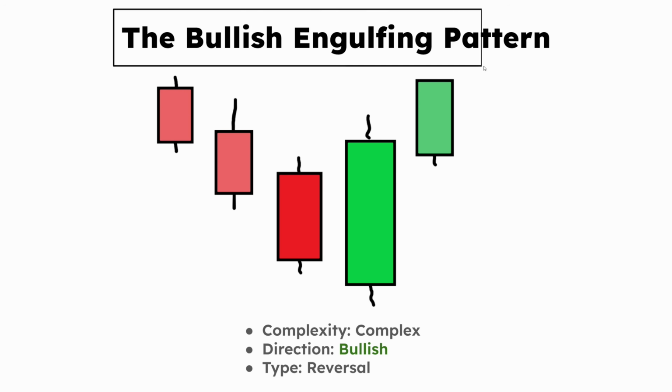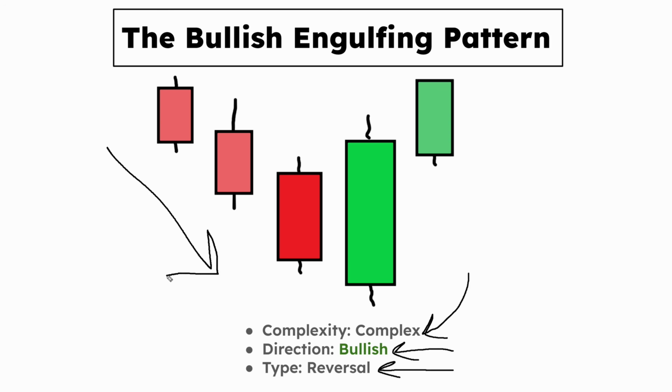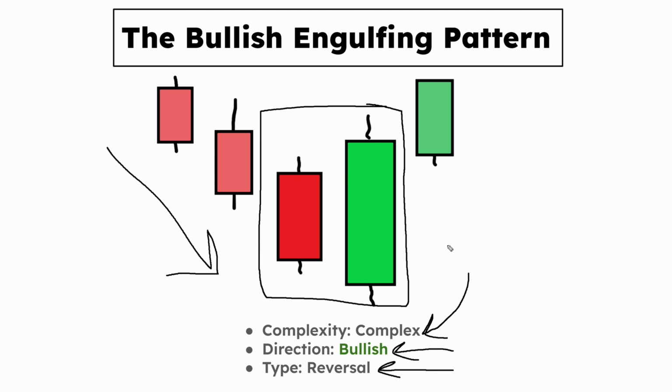The first candlestick pattern you need to learn is called the bullish engulfing pattern. And this pattern is a complex pattern. Why do we call this a complex pattern? Well, I call all the patterns that consist of 2 or more candles complex patterns. The direction here is bullish and the type is reversal. So before the pattern we have a downtrend, and these 2 candles are the actual bullish engulfing pattern, and the goal of this pattern is to reverse the price to the upside.